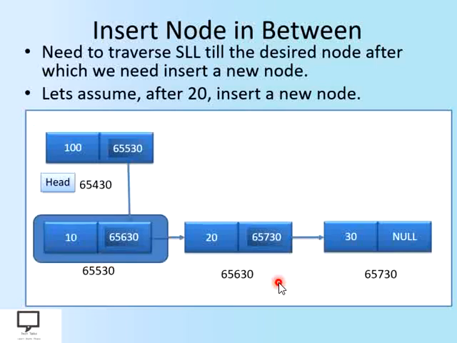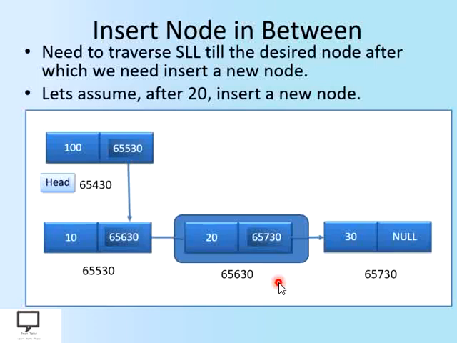Let's move forward. Is this node equal to 20? No. Let's move forward. Is this node equal to 20? Yeah, it is equal to 20. So our search is complete. So what are we supposed to do now? We have to create a new node, and we have to think about how to update different links to form this as a continuous linked list.